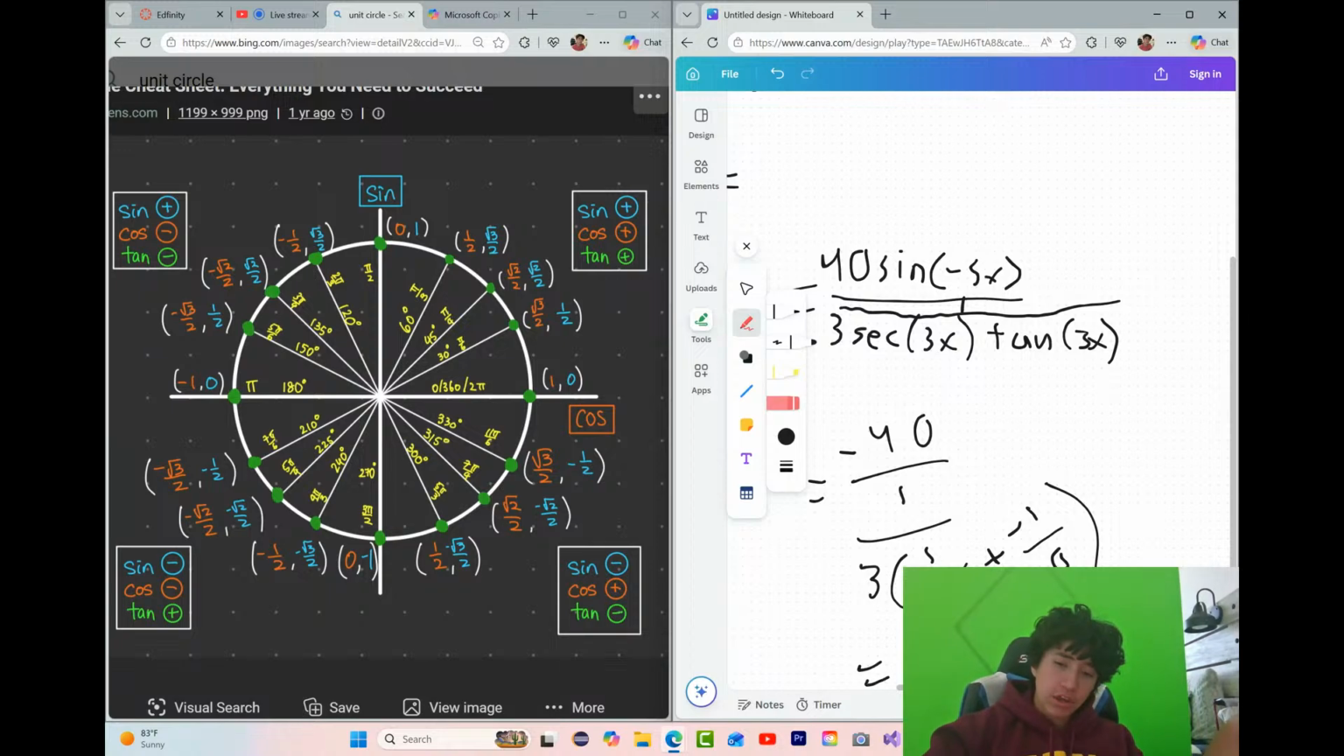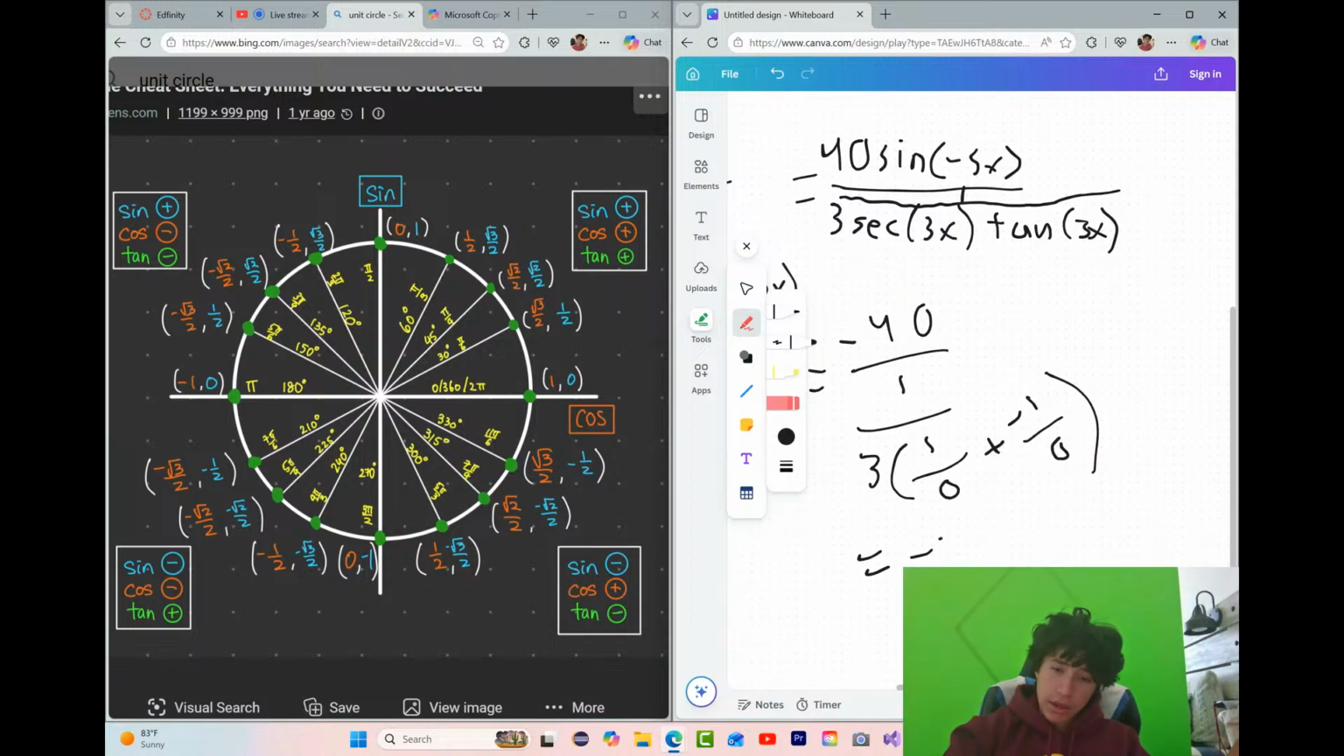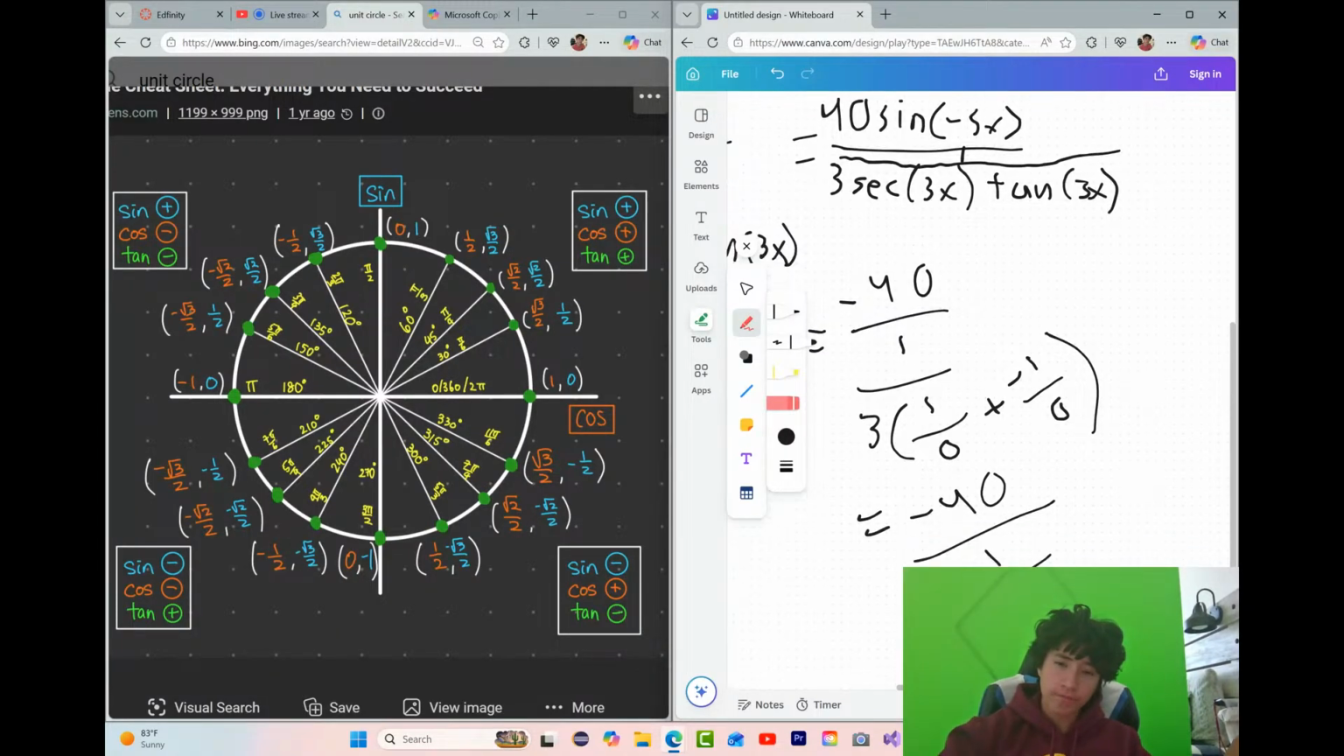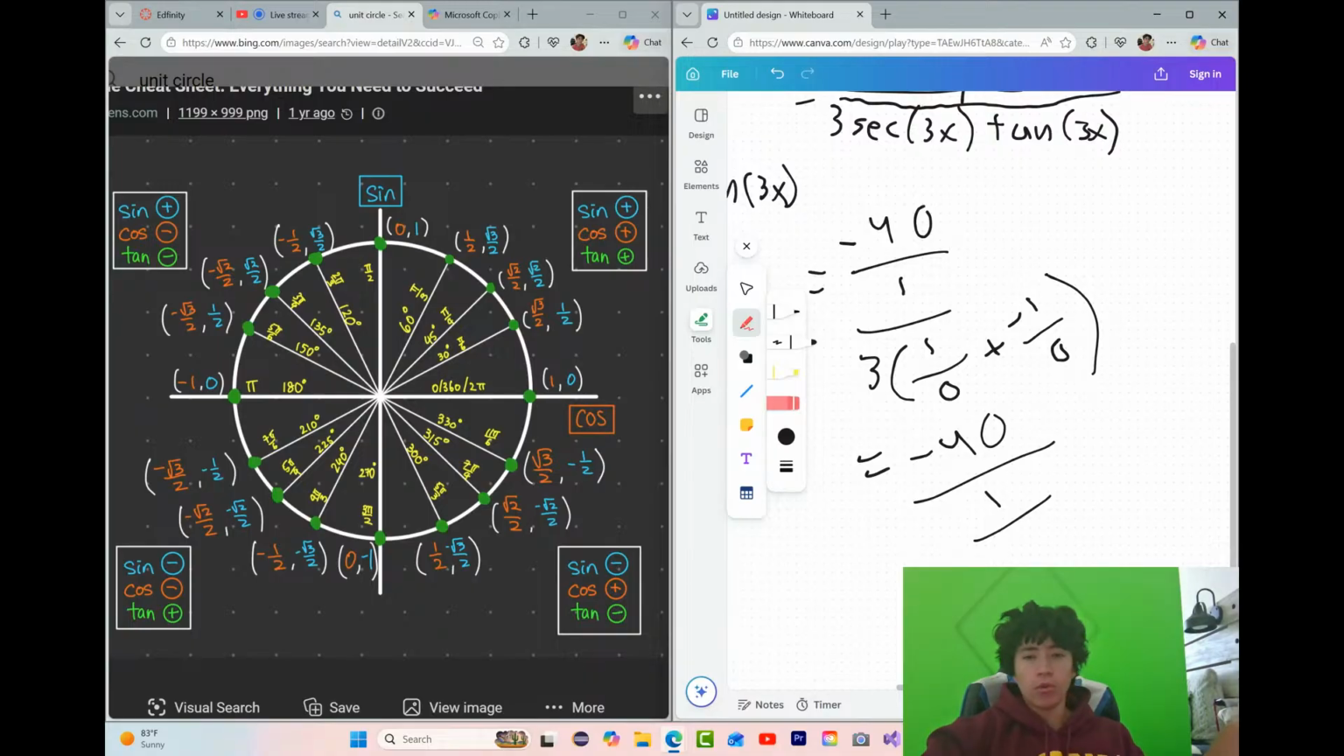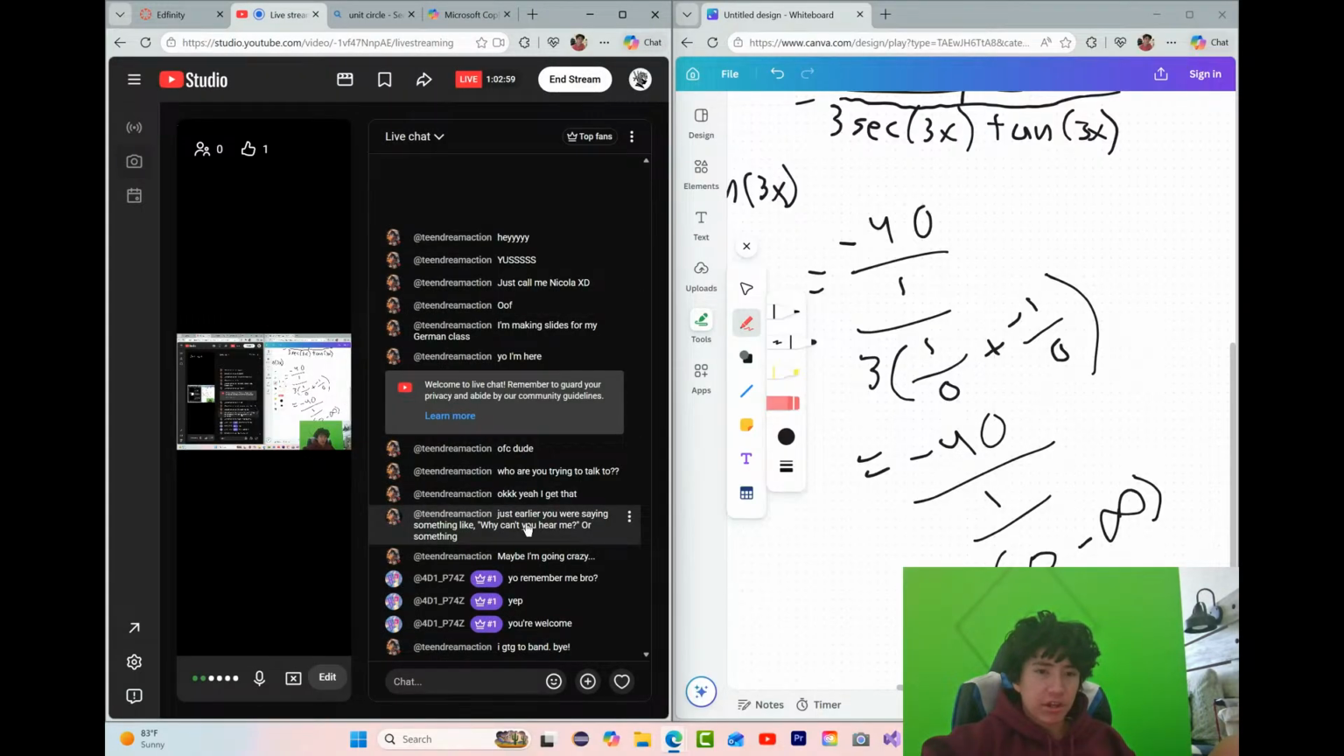And further simplification gives us negative 40 over 1 over 0, which is infinity. Infinity plus negative 1 over 0. That's negative infinity, right? So minus infinity. Well, I'm getting stuck. Oh boy. Oh, I'm kind of getting stuck, guys.